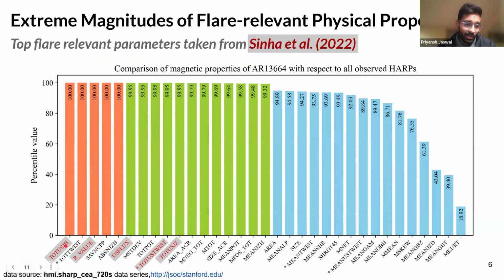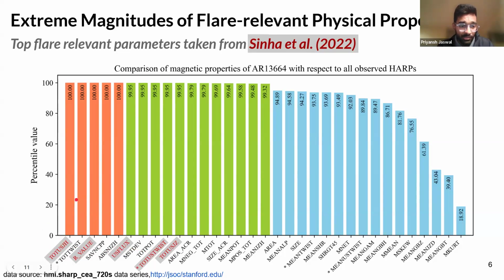And among these parameters, if you look, there are parameters like total unsigned current helicity, absolute vertical current, and the current density is total twist. So these are primarily the non-potentiality markers, the terms where you have curl of B in the formula or the calculation, as the last panel discussion was also discussing whether the NLFFF models or the PFSS models are better and which one should be used. So it's about that itself.